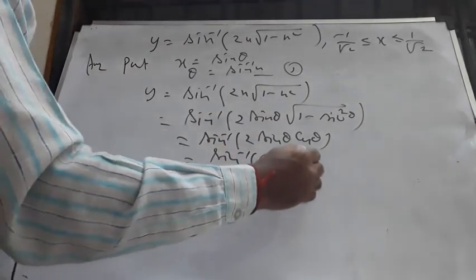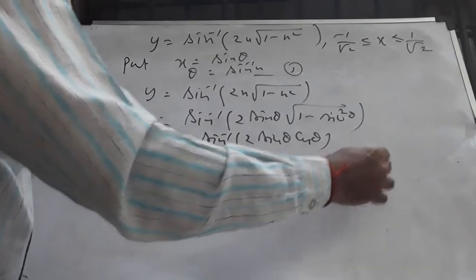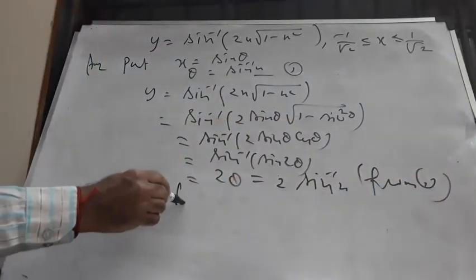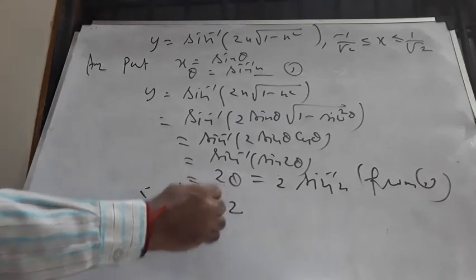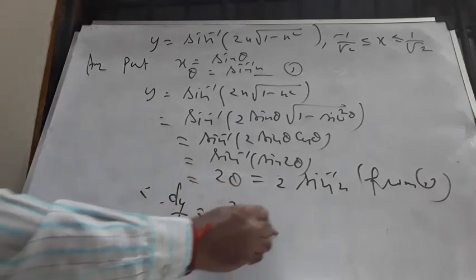This is equal to 2 sine inverse x. This is from 1. Therefore, dy by dx happens to be 2 by root of 1 minus x square.